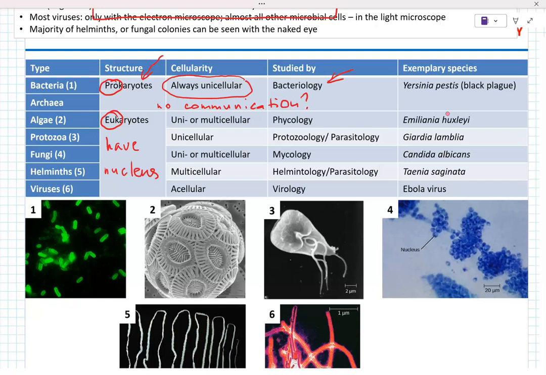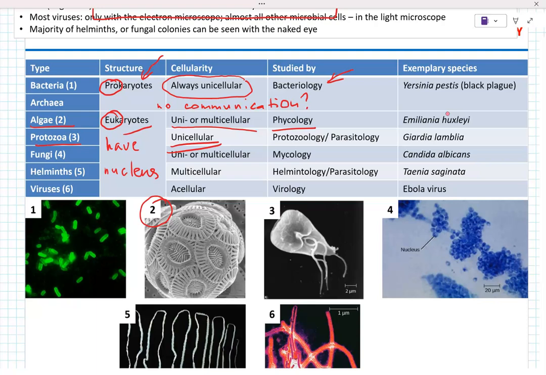And then we have a bunch of eukaryotic organisms. Algae, which can be unicellular, like this Emiliana huxleyi, or multicellular, like kelp. And the branch of microbiology that studies them is called phycology. You should know that. Protozoa, their feature is that they are eukaryotic, which are always unicellular. There's a definition.